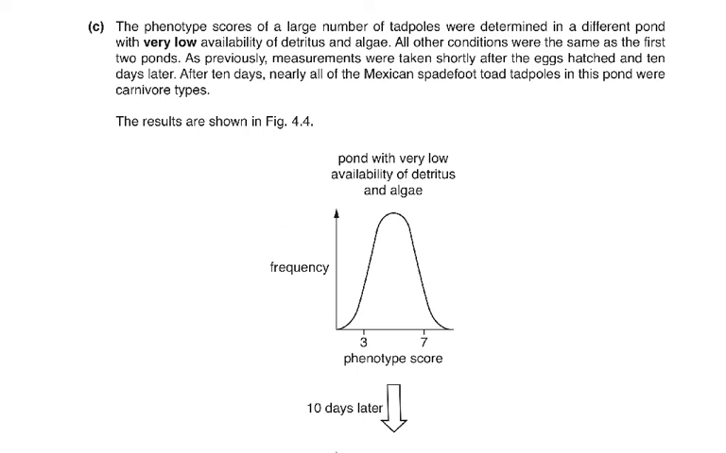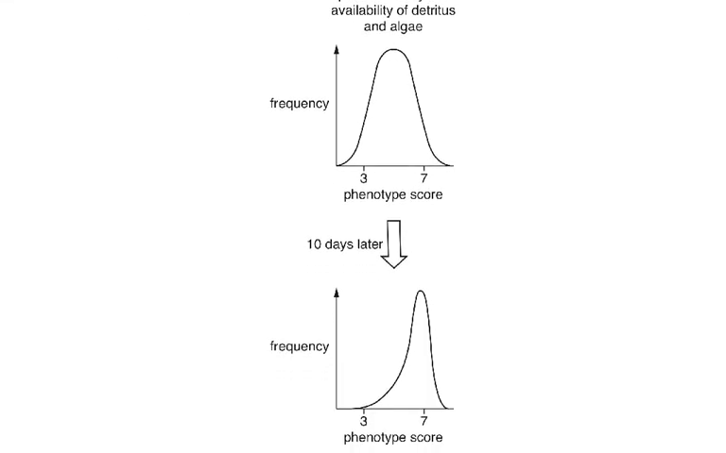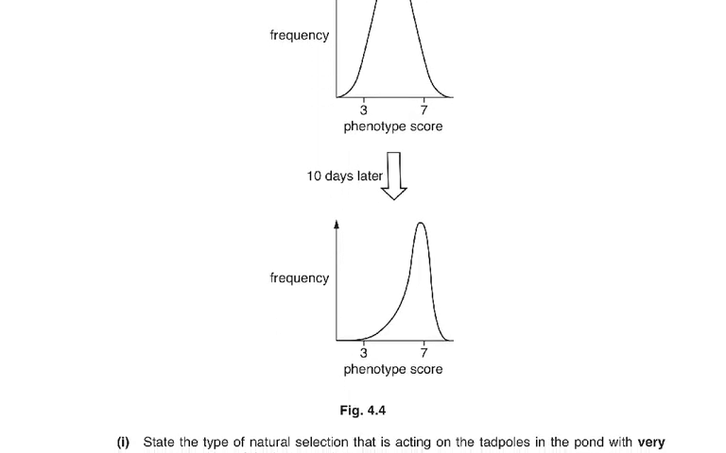The C part of the question was: the phenotype scores of a large number of tadpoles were determined in a different pond with very low availability of detritus and algae. All other conditions were the same as the first two ponds. As previously, measurements were taken shortly after the eggs hatched and 10 days later. After 10 days, nearly all of the Mexican spadefoot tadpoles in the pond were carnivorous types. The results are shown in figure 4.4. Pond with very low availability of detritus and algae, frequency 10 days later. Now the phenotype score, you see how it has changed.